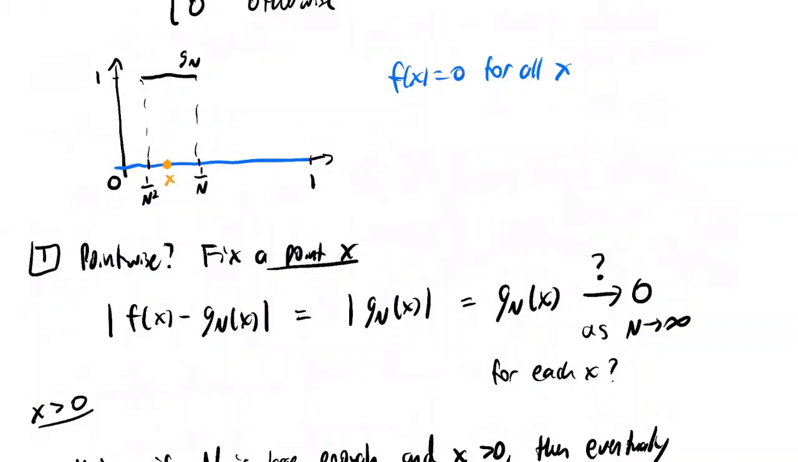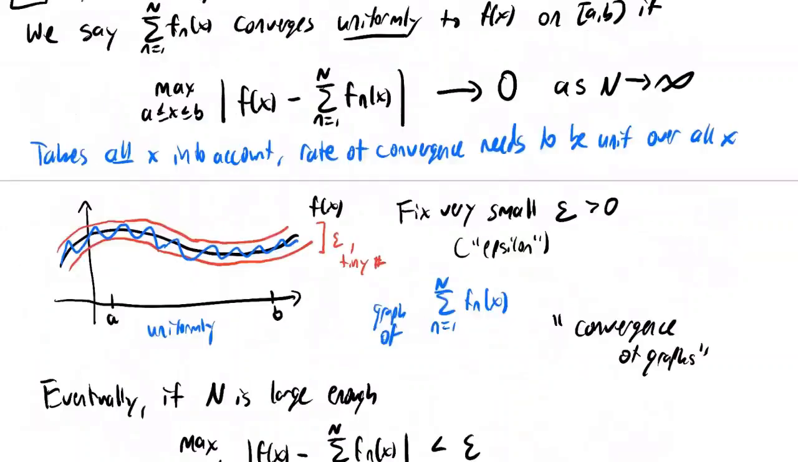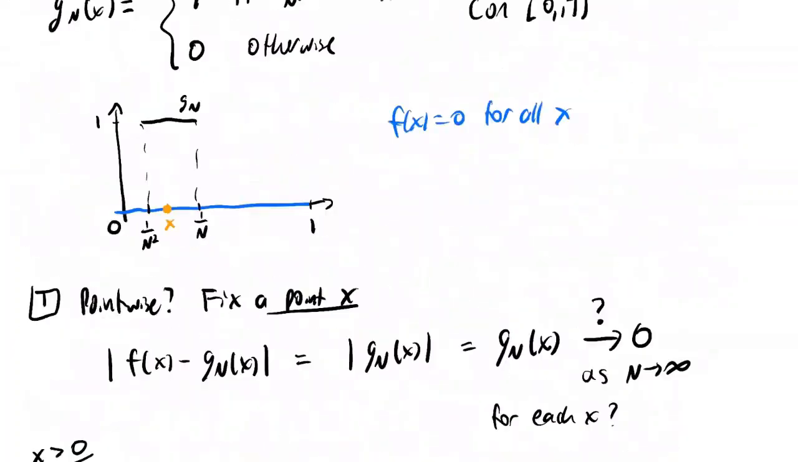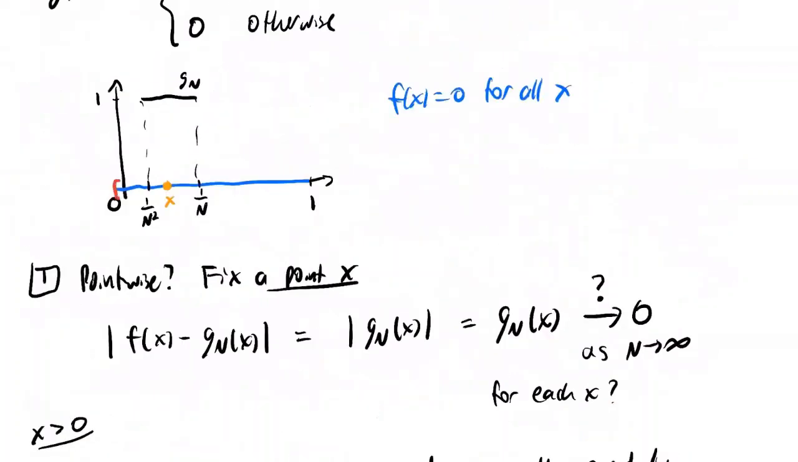The idea is, we thought about this as convergence of graphs, where we drew a little epsilon neighborhood around the graph of f. In this case, if I try to draw some epsilon neighborhood, it's a little block here, where this is, say, height epsilon. It doesn't matter how big n is, though. There's always going to be some piece of gn that's very far from this neighborhood.